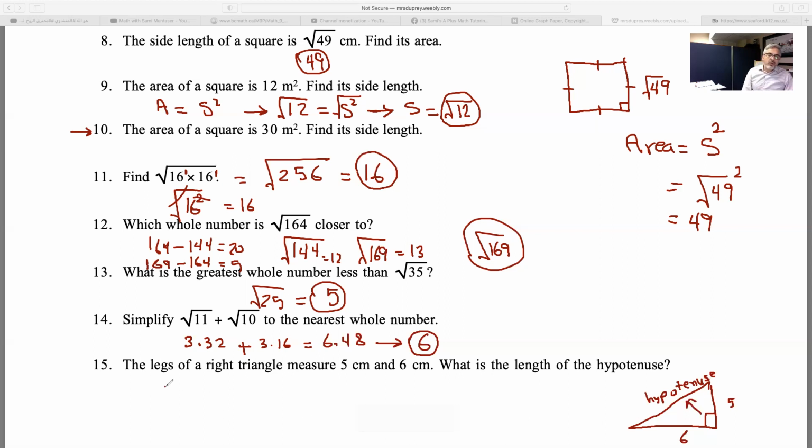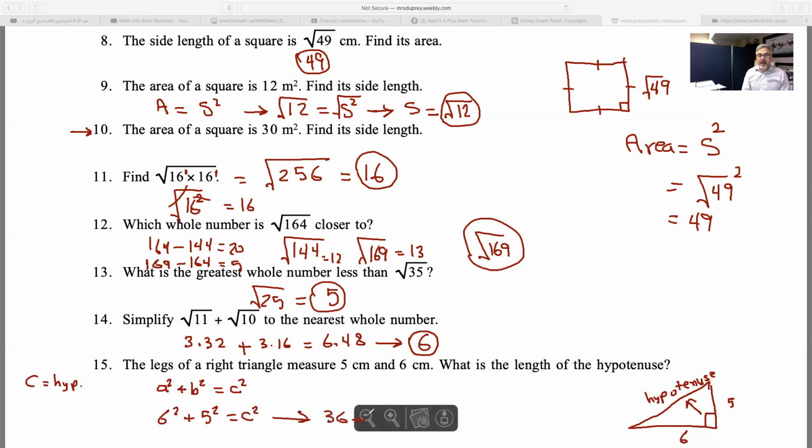Now, what you get taught in school is a squared plus b squared equals c squared, and c is the hypotenuse. A and b, it doesn't matter. If you want to put the 6 for a or b, it doesn't matter. It just means each leg. So here you just go 6 squared plus 5 squared equals c squared, and that will give me 36 plus 25 equals c squared, and 36 plus 25, that's 61 equals c squared. And now you just want to square root both sides, and therefore c equals square root of 61, and that's what the answer is.